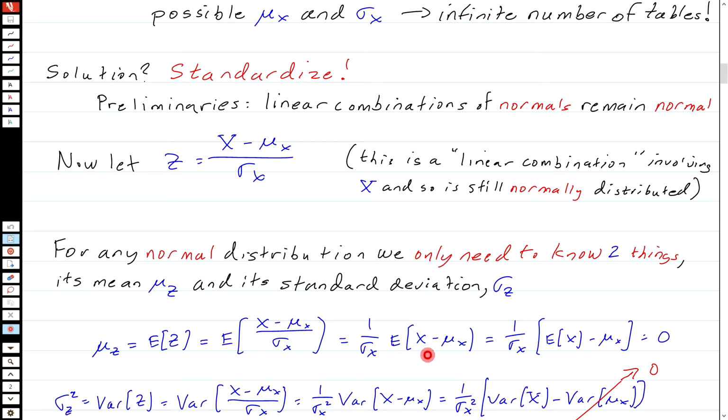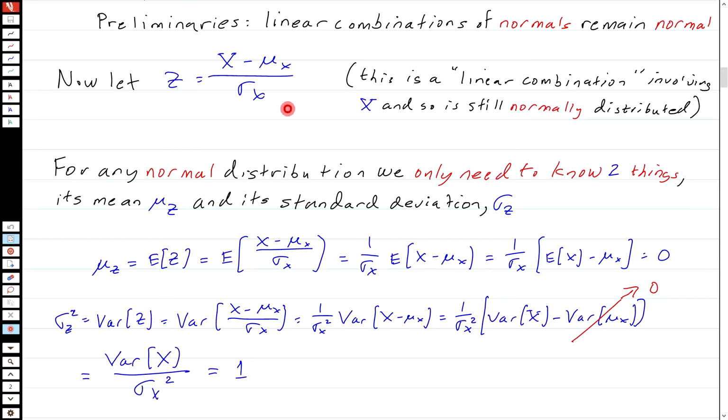This is the expectation of a sum, which we know is the sum of expectations. So I got 1 over sigma x, expected value of x minus mu of x. Well, of course, expected value of x is just mu of x, so this becomes mu of x minus mu of x, which is 0, okay? So this standardized random variable, z, has mean 0 regardless of what the true mean is of x, okay? So z will always have mean 0 after we standardize.